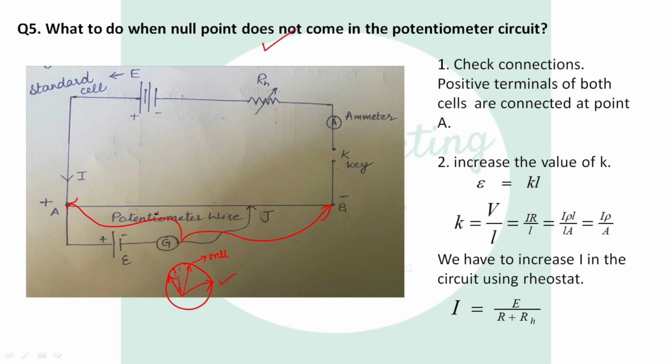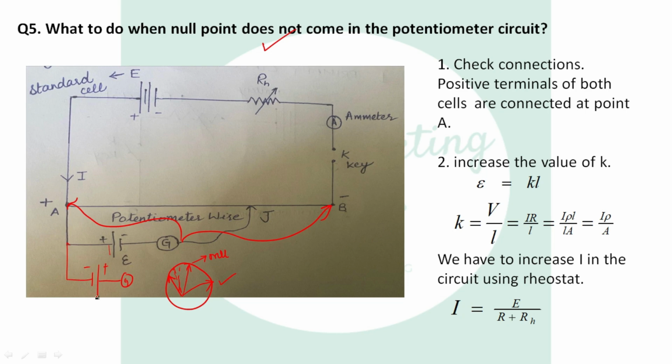So what to do? Number 1, check connections. The positive terminals of both cells should be connected at point A. If the null point does not come, then check your connections. The positive terminal of the standard cell and the positive terminal of this experimental cell should both be connected at point A. Because if instead of the positive terminal, we connect the negative here, what will happen?